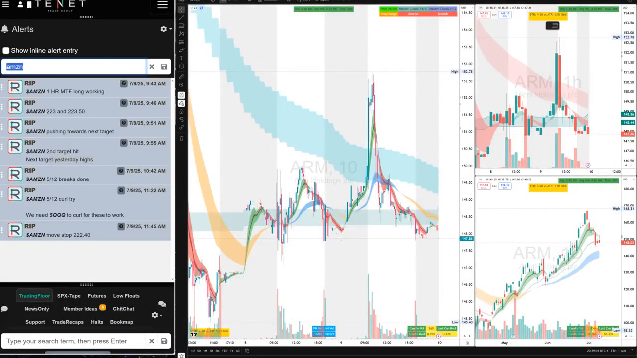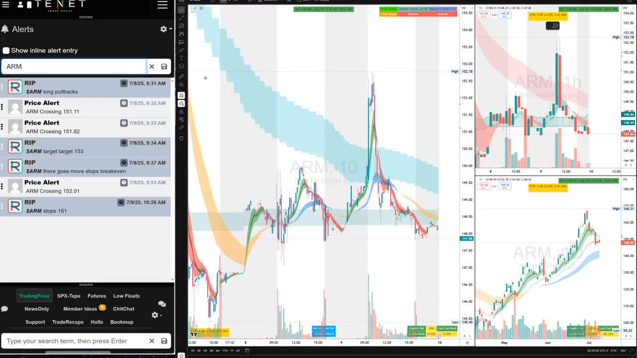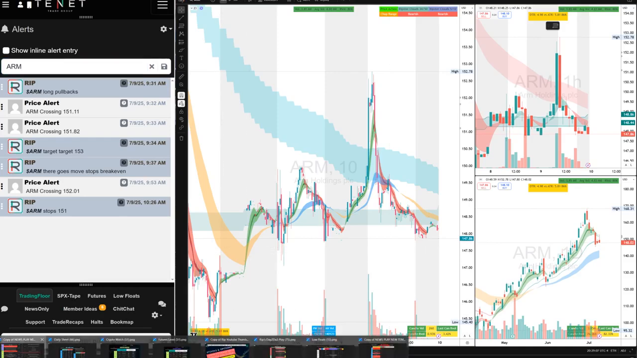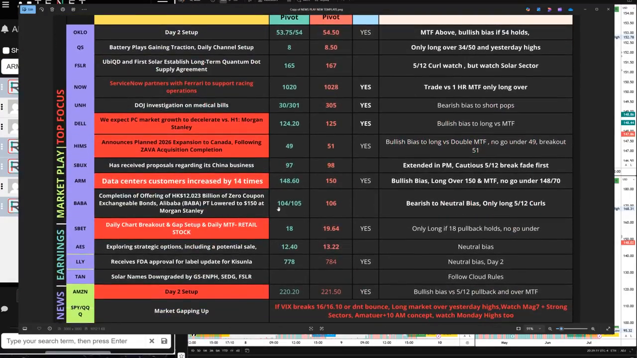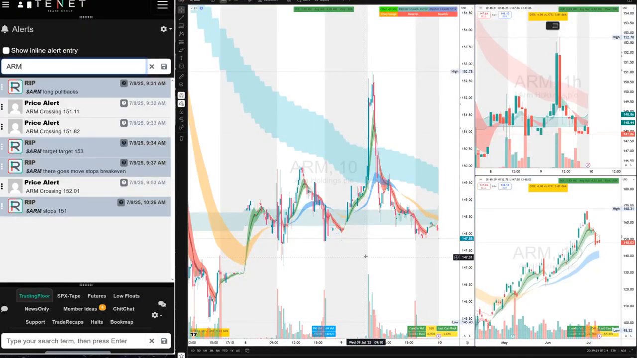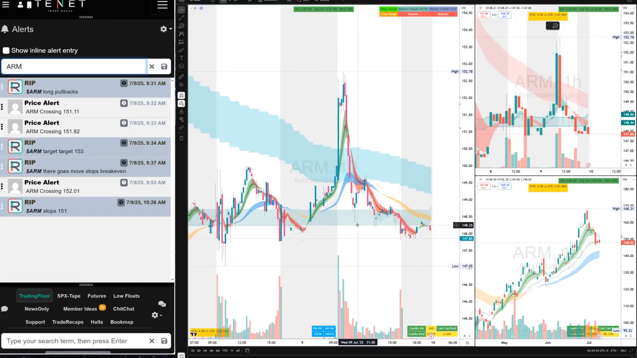All right, so let's look at ARM now. Let's see what ARM was doing. So ARM, we were long. Why were we long? Because NVIDIA was long, because it had news, because it sold off yesterday and we wanted to capitalize on it. The level was 150. Bullish bias, long over 150, no go under 148.70. That was the plan. That was a simple plan on ARM.